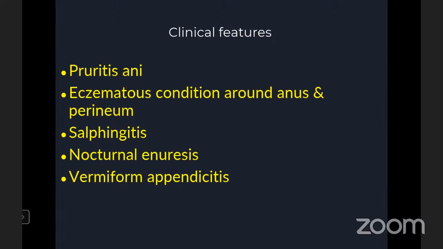Most of the cases are asymptomatic. The worm may crawl into the vulva and vagina, and it will cause irritation and mucoid discharge. Sometimes it is found in a surgically removed appendix, and it is responsible for vermiform appendicitis.